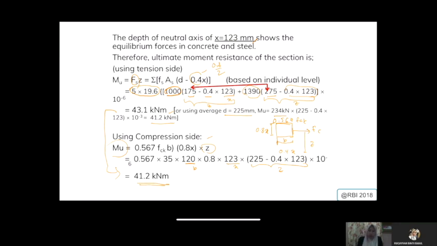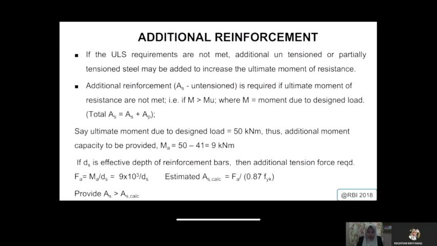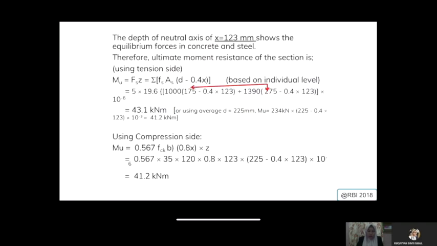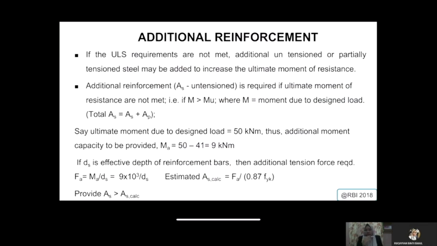Then of course you check whether your ultimate moment is sufficient against your moment resistance, the ultimate moment resistance. Now that is your ultimate moment resistance contributed by your tendon. So in general, you already get your ultimate moment contributed by your tendon, when you have your tendon in your prestress peak.